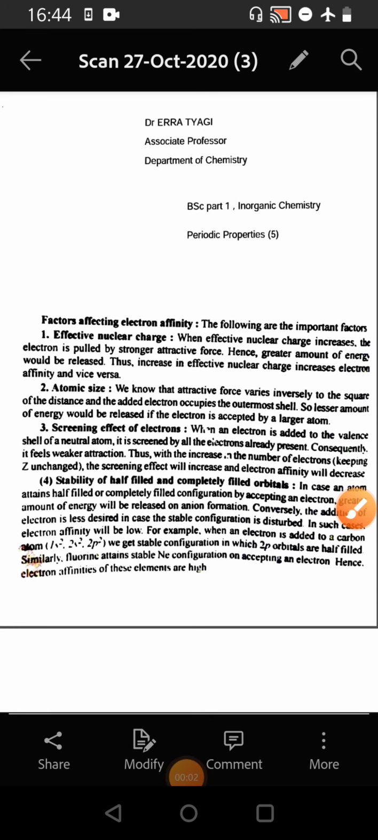In continuation of the last videos on periodic properties of BSc Part 1 Inorganic Chemistry, in this video we are going to study the factors affecting electron affinity. The first factor is effective nuclear charge. When effective nuclear charge increases, the electron is pulled by a stronger attractive force. Hence, a greater amount of energy would be released. Thus, an increase in effective nuclear charge increases electron affinity and vice versa.